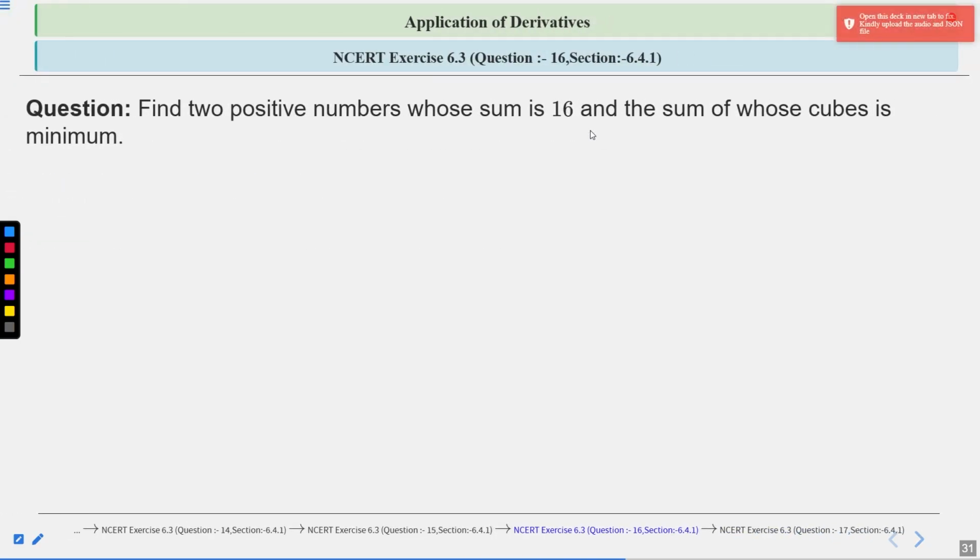NCERT exercise 6.3 question number 16. It says find two positive numbers whose sum is 16 and the sum of whose cubes is basically minimum. You have to find two positive numbers whose sum is 16 and sum of whose cubes is basically minimum, right? Again, you have some time to solve or think about this question. After that, we will move to the solution part, right?